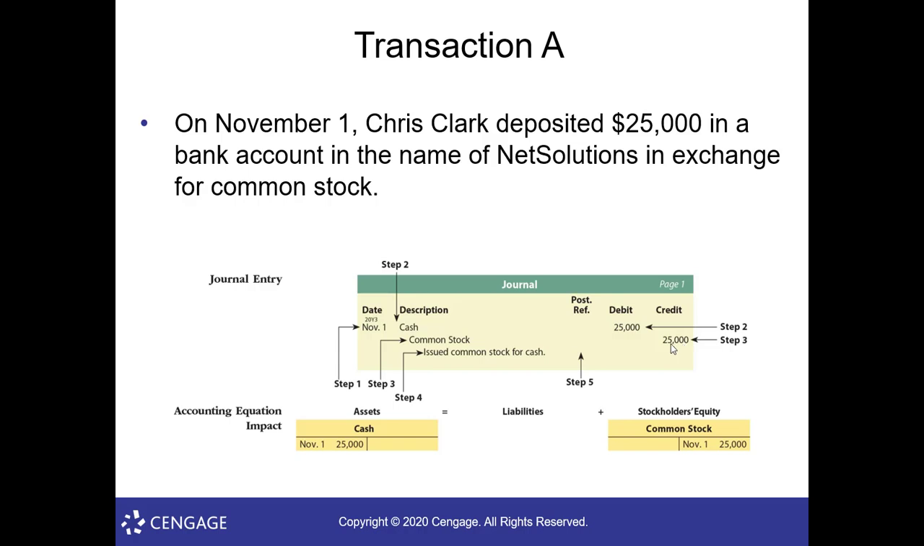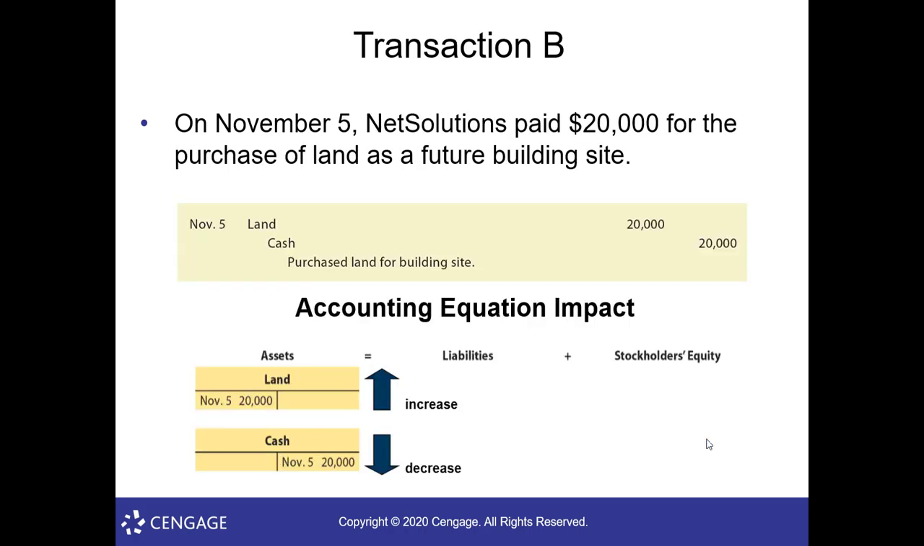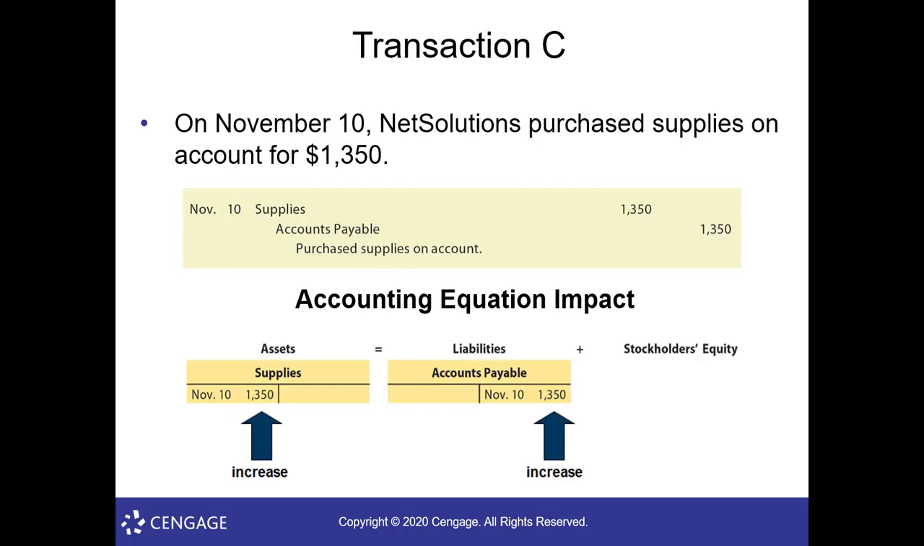Those are then posted to the T account for cash. So on the left side, the debit increases the cash, and then on the right side, the credit increases common stock. We then bought the land. That's a debit to land and a credit to cash. We bought supplies on account. That's a debit to supplies and a credit to accounts payable. Credit increasing liabilities.